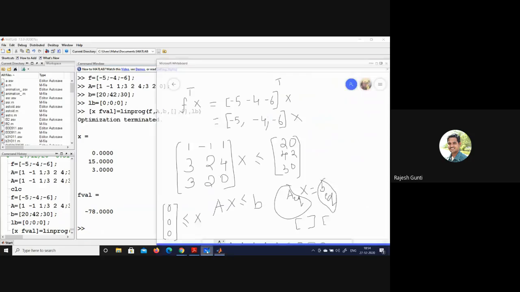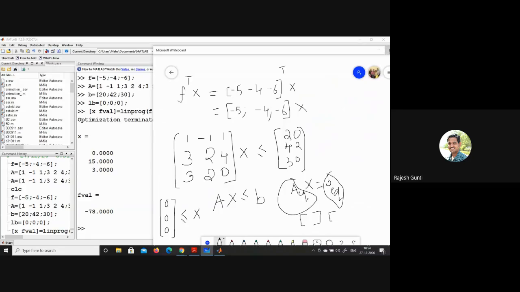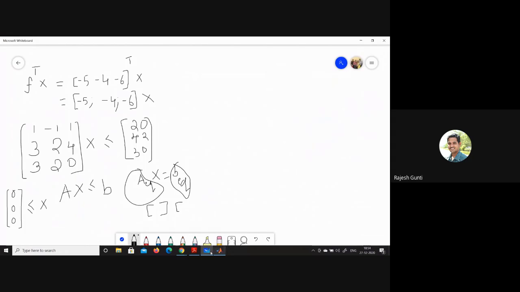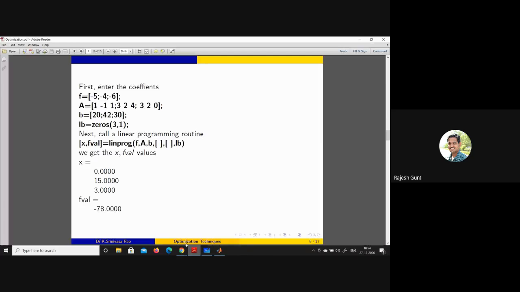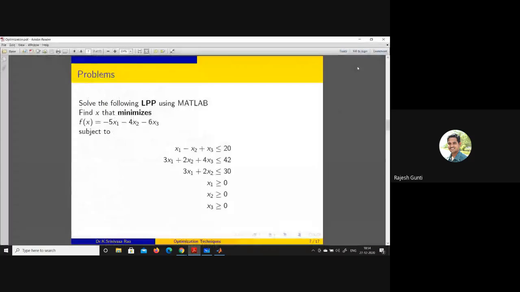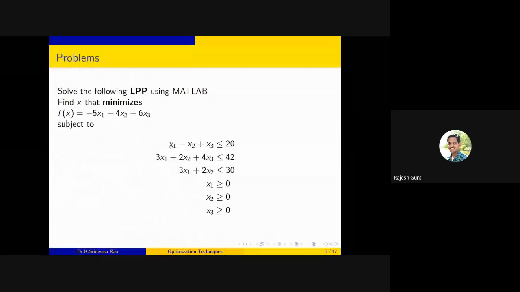Here, if you observe this problem, this value is less than or equal to 0, this value less than or equal to 0, this value less than or equal to 0. These values also we can write less than or equal to 0. Am I correct or not? Minus x1 less than or equal to 0, minus x2 less than or equal to 0, minus x3 less than or equal to 0. Lower bounds also we can convert into constraints.